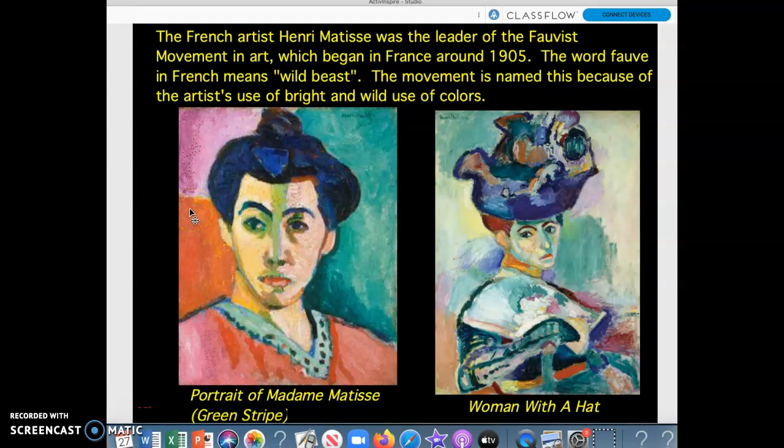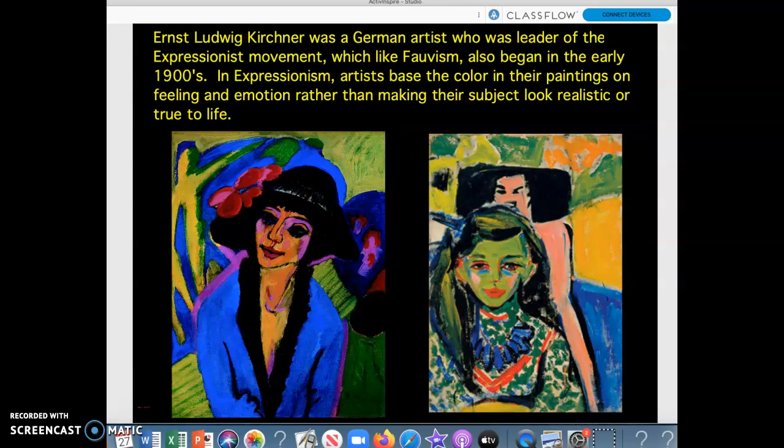This is the portrait of Madame Matisse, who was his wife, and they call it Green Stripe because he decided to paint the green stripe you see going down the center of her face. And this one's called The Woman with a Hat, a very fancy, colorful hat there. So again, looking at these portraits, it's giving us more of a feeling or mood. Very, very colorful, kind of wild colors.